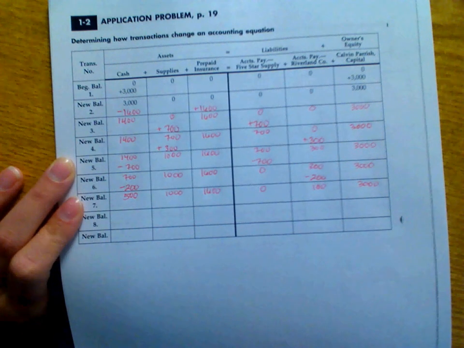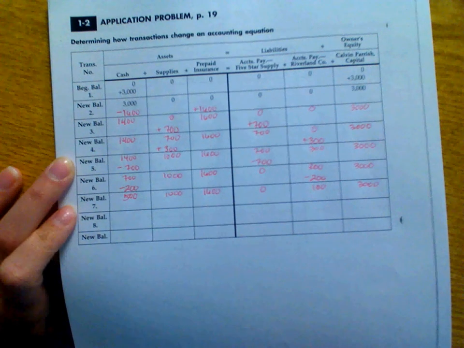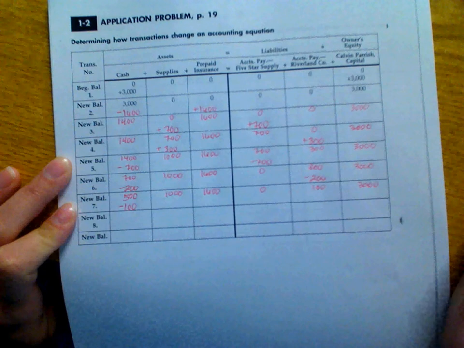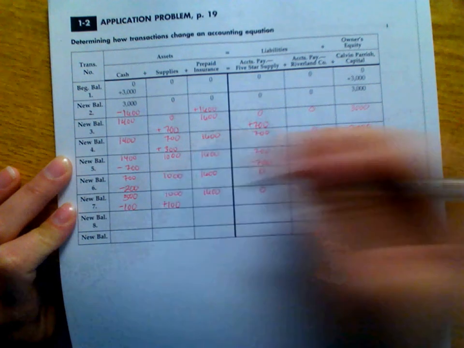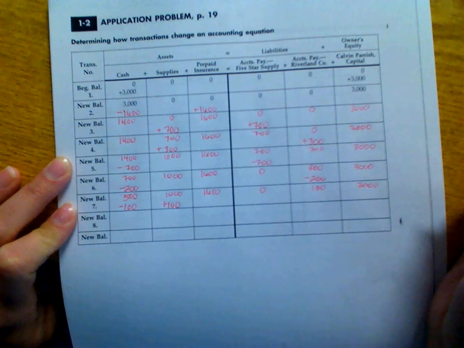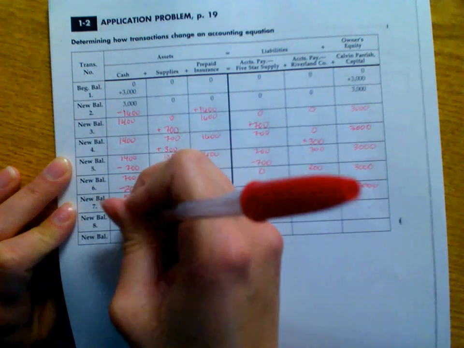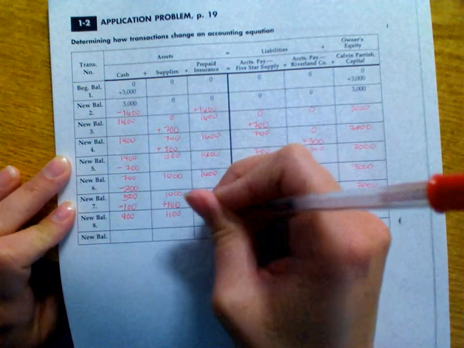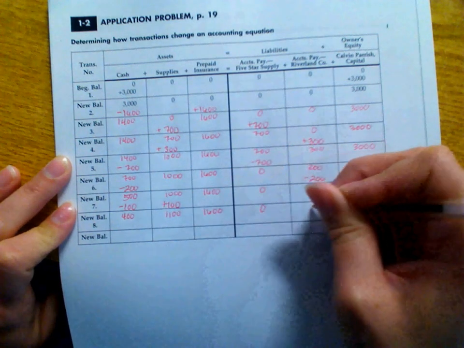Number 7, Madison. Paid cash for supplies, $100. What two accounts? Cash and supplies. So I go down on cash, $100. I go up on supplies, $100. Okay, and so I have $400 in cash. I have $1,100 in supplies, and then everything else we just bring the balance down.